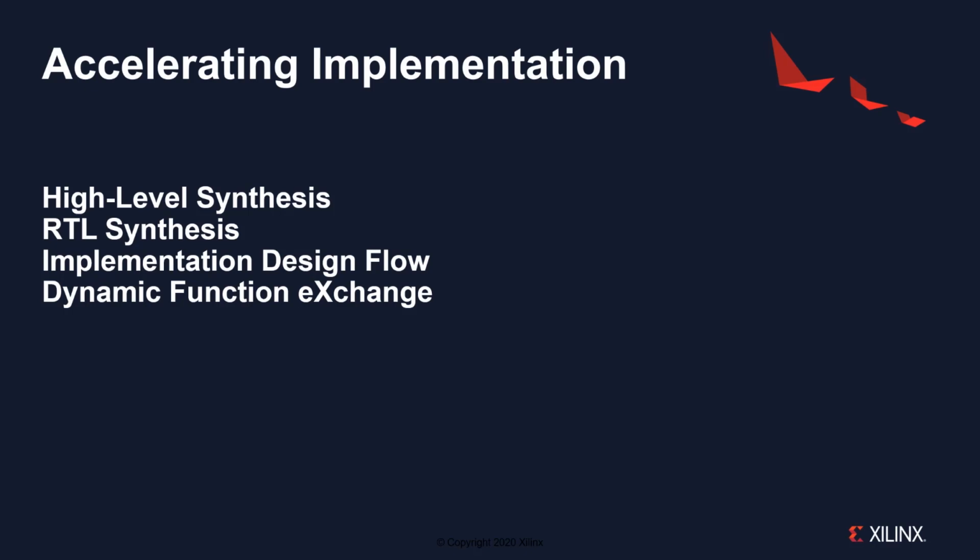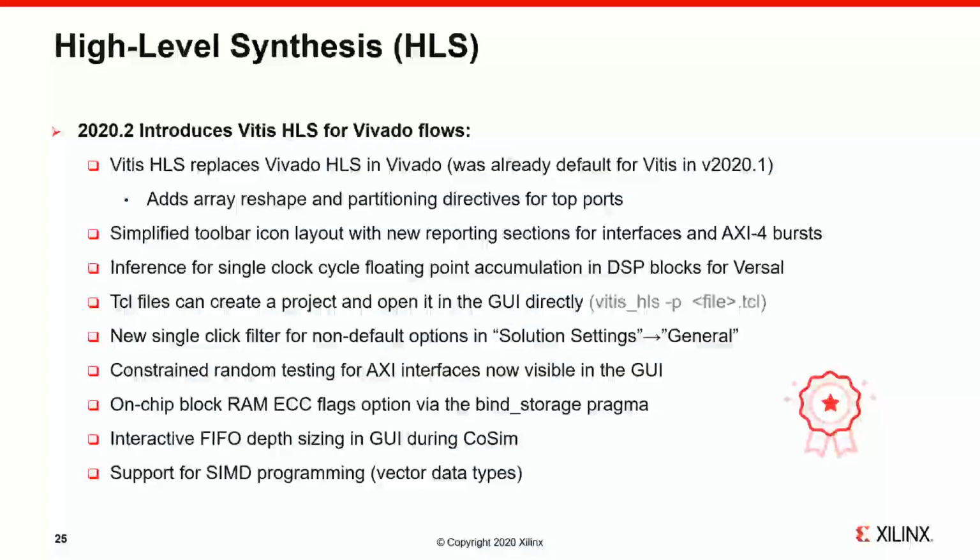Moving on to accelerating implementation. This time around, we are introducing Vitis HLS for Vivado hardware flows. It completely replaces Vivado HLS for Vivado, and if you were creating C-based IP blocks for IP Integrator, it will now be done with Vitis HLS. To ease the transition, we have put together a migration guide, UG1391.